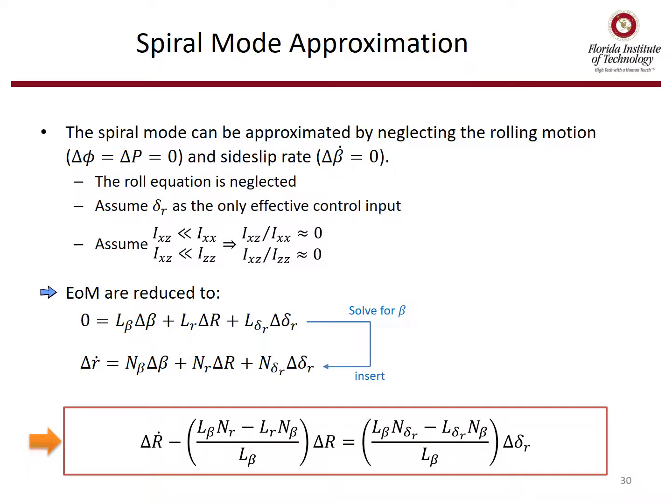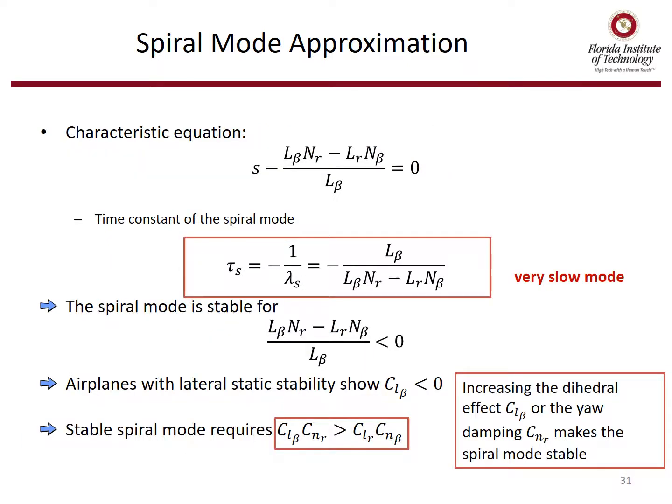The spiral mode can be approximated by neglecting rolling motion and side slip rate. And ultimately we can derive an equation that shows our change in r dot is a function of L_beta N_delta_r minus L_delta_r N_beta over L_beta times the change in rudder deflection. We see that the time constant for the spiral mode is then negative L_beta divided by L_beta N_r minus L_r N_beta. It's a very slow mode.